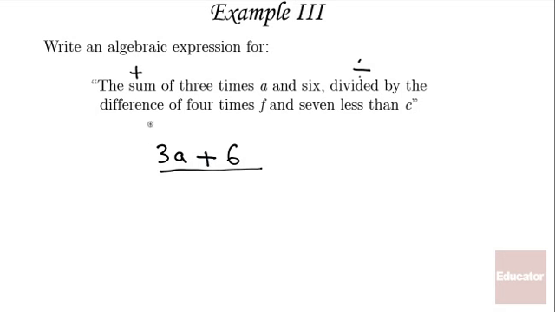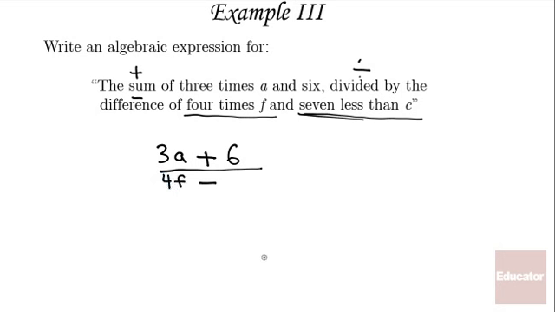I'm taking that entire expression and dividing it by the difference. Difference tells me subtract of 4 times f and 7 less than c. So I am subtracting two things. The difference of 4 times f and 7 less than c. Okay. Difference is subtraction. So first I have 4 times f.